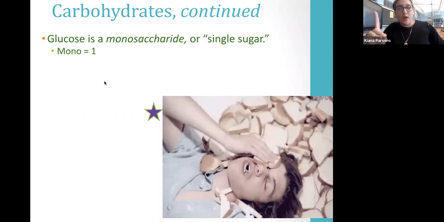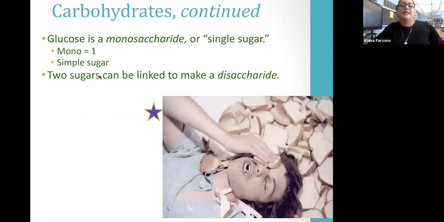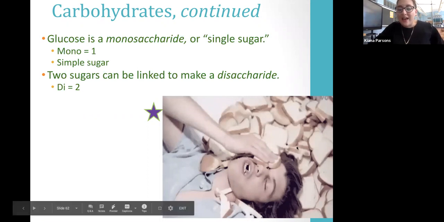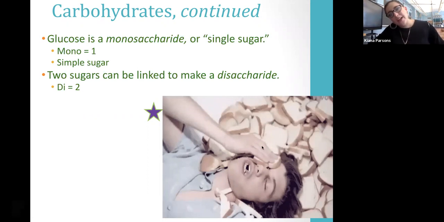Mono meaning one. Simple sugar. 2 sugars can be linked together to make a disaccharide. Di meaning 2. And you can see here, this person is experiencing a carbohydrate high from eating all of that white bread. All of those white breads are simple sugars, not complex carbs, which, you might remember, are better for longer, more sustainable energy.